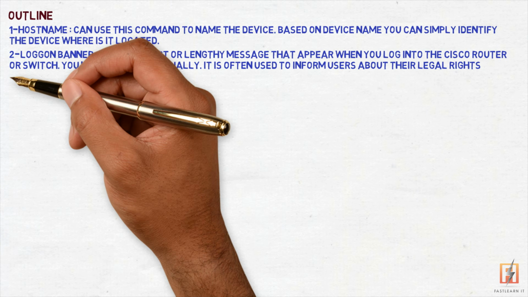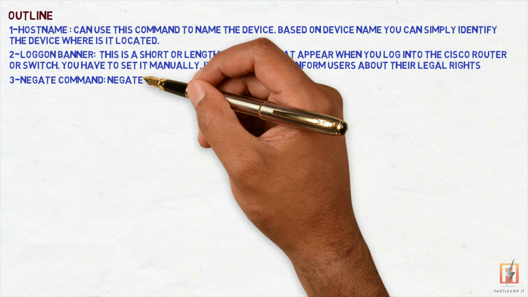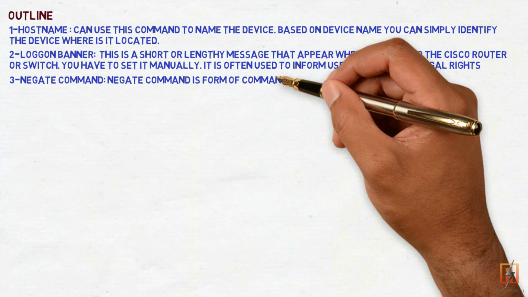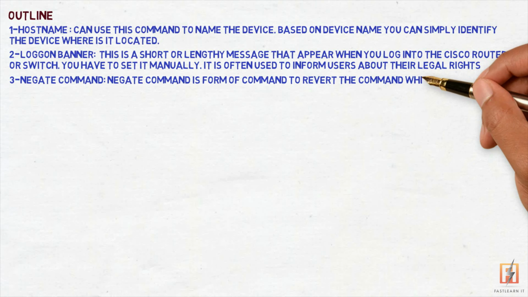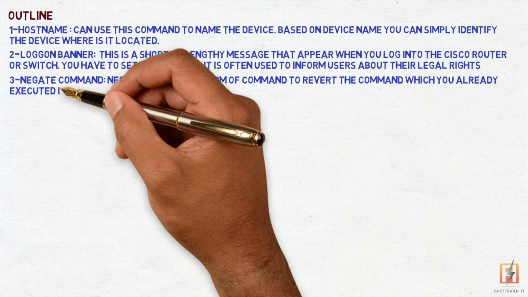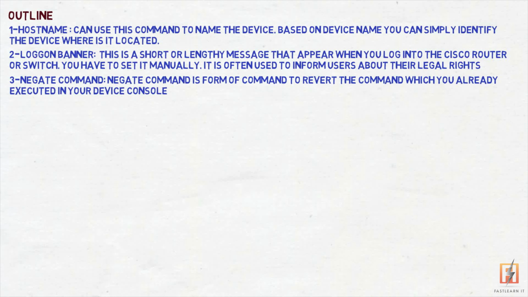Once I enter, here also I will be able to see the banner message which I have configured in my console. Next, the negate command. It is a command to revert to its default setting. You have to use the no form in front of the command. It will be used to disable the command which you executed in your console.